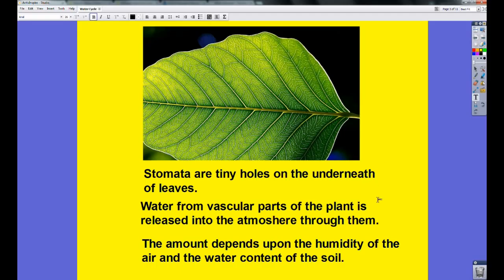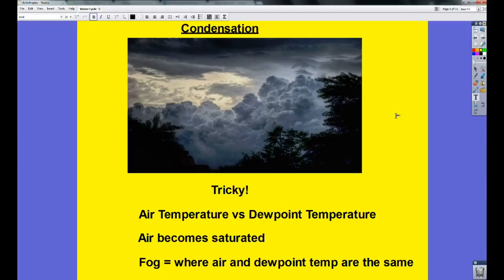Now, the amount of transpiration depends upon the humidity of the atmosphere and also how wet the soil is. So we don't get an awful lot here in the Middle East because the soil's very dry. But if you imagine all the leaves in the world all doing this all the time, that's quite a lot of transpiration.